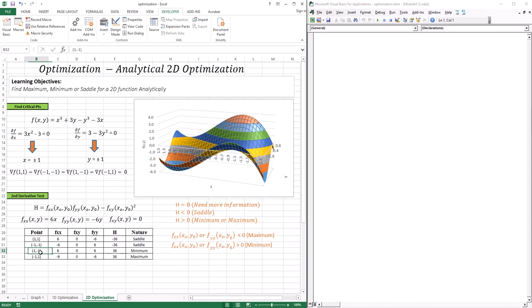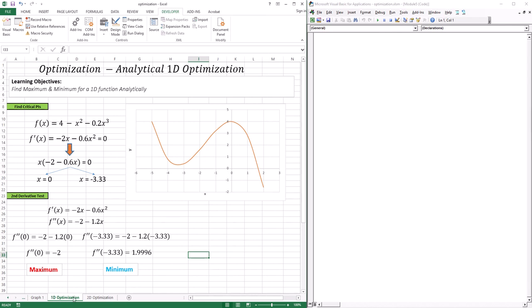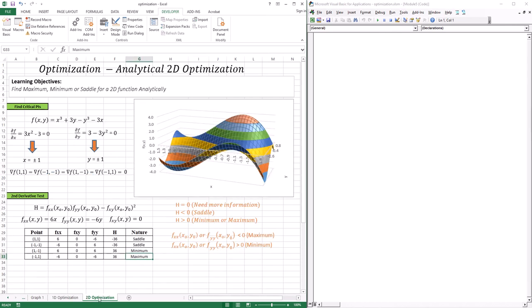And for 1, -1 and -1, 1, for 1, -1, we have a positive h, but a positive h with a positive fxx and fyy, so that corresponded with a minimum. And for -1, 1, I have a positive h with a negative fxx and fyy, so that corresponded with a maximum. So now you know how to go through a 1D optimization analytically and also a 2D optimization analytically.